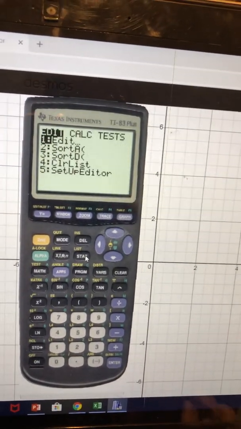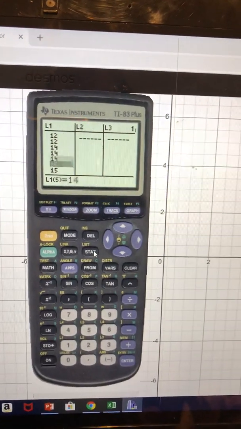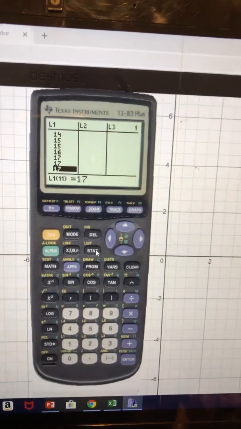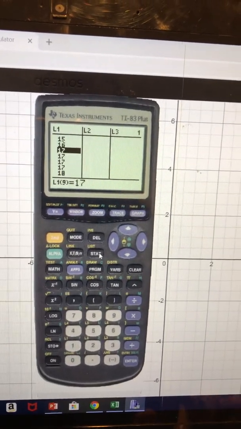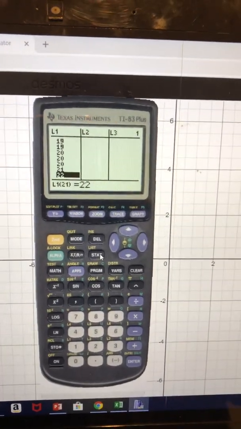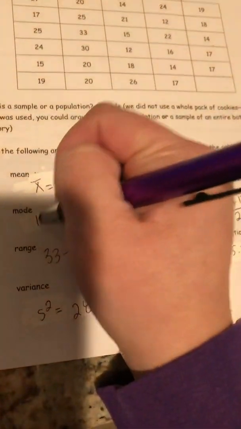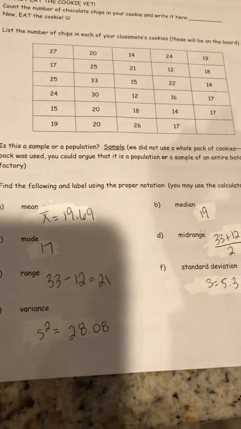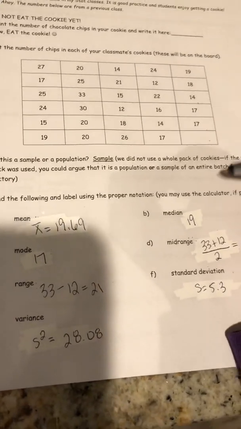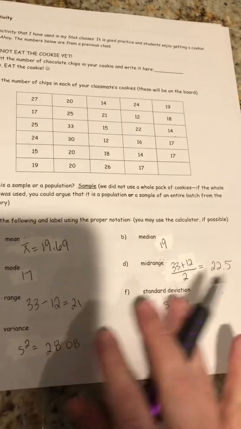And then if I go back into my list, go to stat and edit, now it has them sorted, and you can go through here and see, so like 14 occurred 3 times, but 17 actually occurs 4 times. And that way, instead of looking at them all jumbled up, they are in order, so you can kind of pick it out that way. So the mode in this case is 17. Some people don't care, they just pick it out up here, which is fine as well, but if you sort it, I think it can help you be faster. So here's all the answers. This was using the calculator.